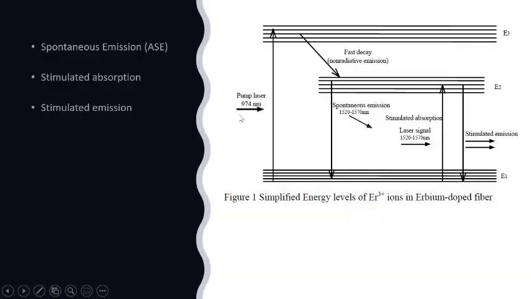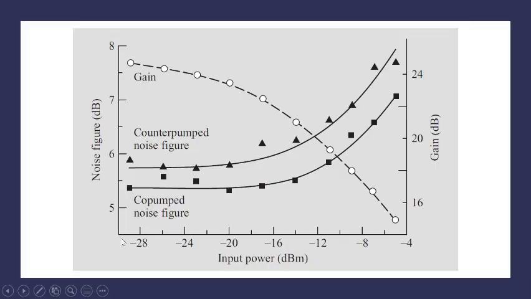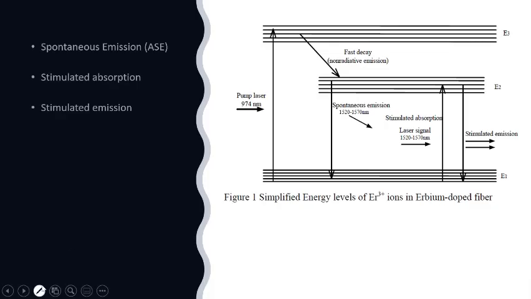So in this particular figure, we are discussing the detailed functionality of EDFA. Here we have three stages in an EDFA, or we can say three energy levels. E1 is known as the ground state. E3 is known as the excited state, and the most important stage is E2. E2 is particularly known as the metastable state.